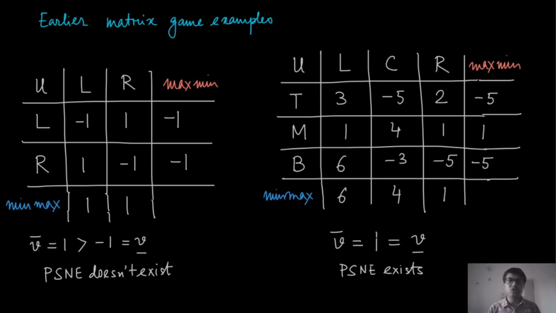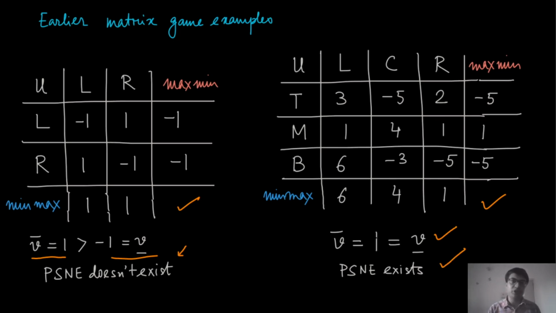We have just noticed in the previous module that the min-max value for the game on the left, the goalkeeper and shooter game, is 1, while the max-min value, that is the lower bar, is -1. And we have also seen that in this game the PSNE does not exist. For the other game, that arbitrary 2x2 zero-sum game, we have seen that the max-min and the min-max values are both equal to 1. And in this case, the PSNE exists.